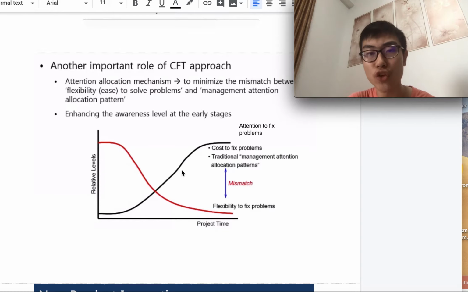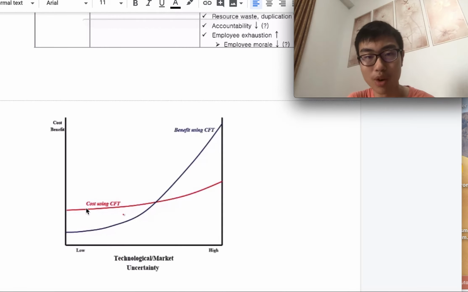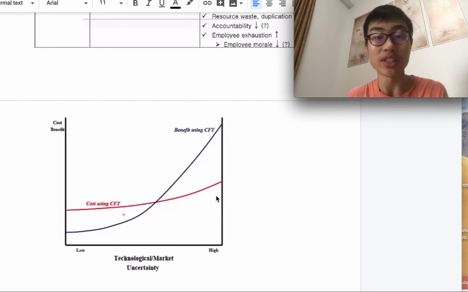And in terms of CFT, basically these two lines I would say are equal. Basically I would say they are horizontally straight lines, because CFT is maintaining the flexibility at every stage before the product is published in the market through marketing attempts, because it's concurrent engineering, simultaneous work. And definitely the cost to fix problems I think is quite equal, it's not really equal, but it's not fluctuating much. It can rise more when there's higher uncertainty.